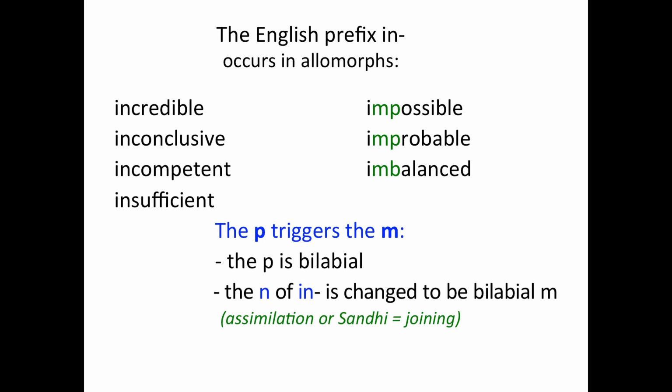So this is really for ease of pronunciation. It's easier to say impossible than inpossible. This is called an assimilation, meaning that the two become similar. They both become bilabial. This is only for people who are really interested in linguistics. It's also called a sandhi, which is a very nice word from Sanskrit, an ancient language from India, and it means adjoining. Okay, that's it.